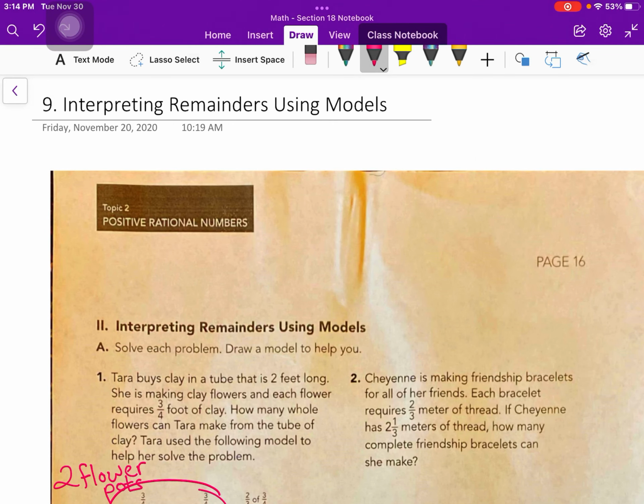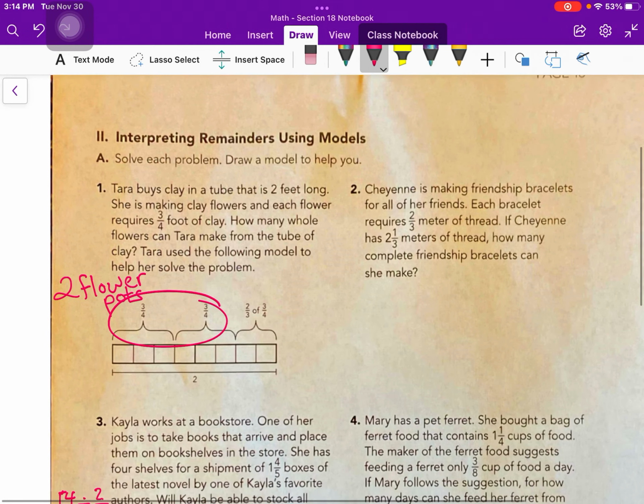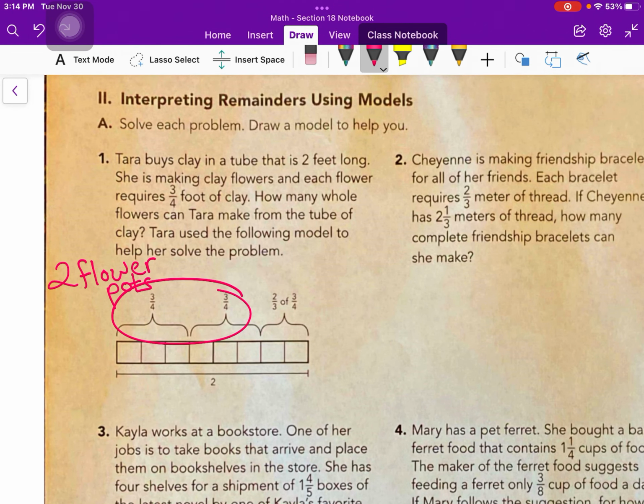Today in class we practiced interpreting remainders using models. So we were on page 9 in OneNote going through some of these word problems. Some of them work to use models. Some of them it might just be better to use your keep, change, flip method. The first problem here was good to use a model.